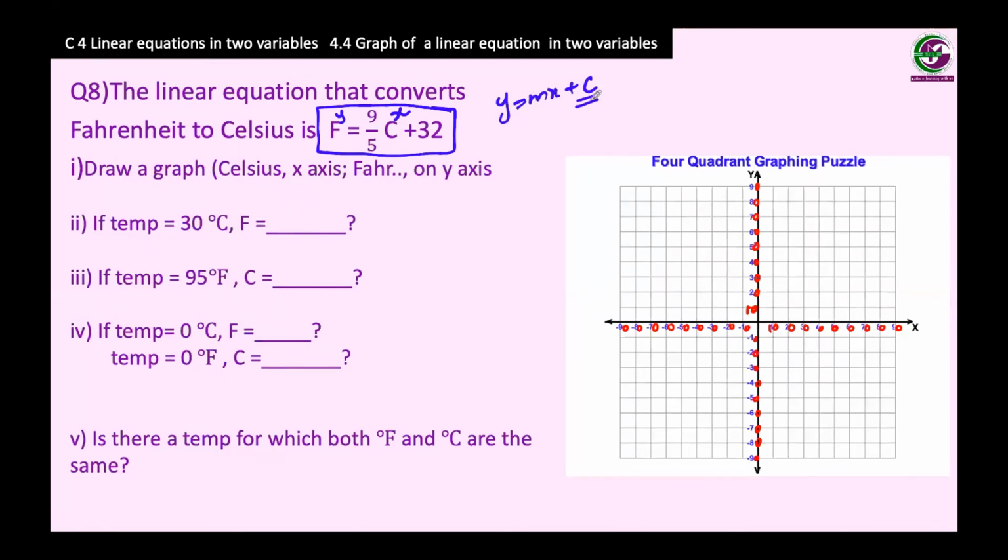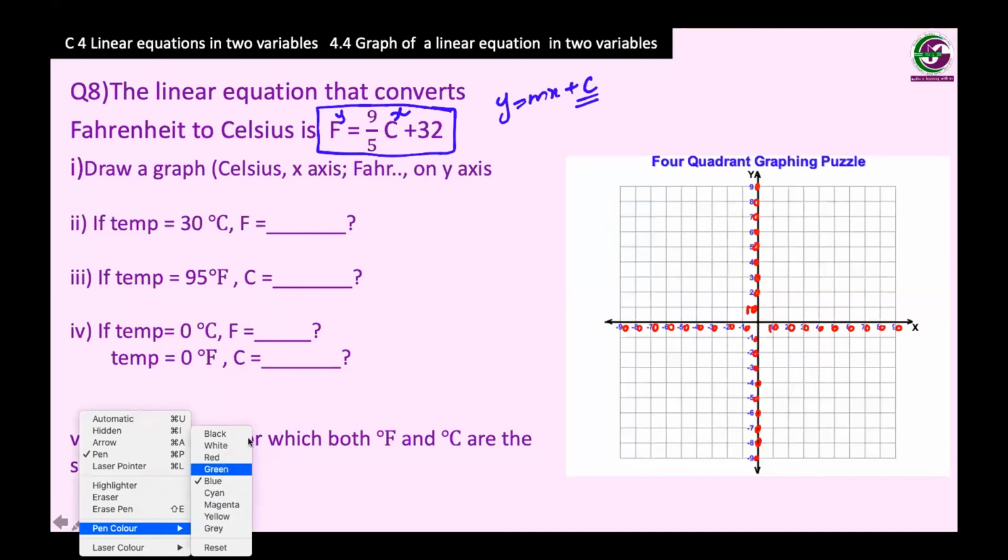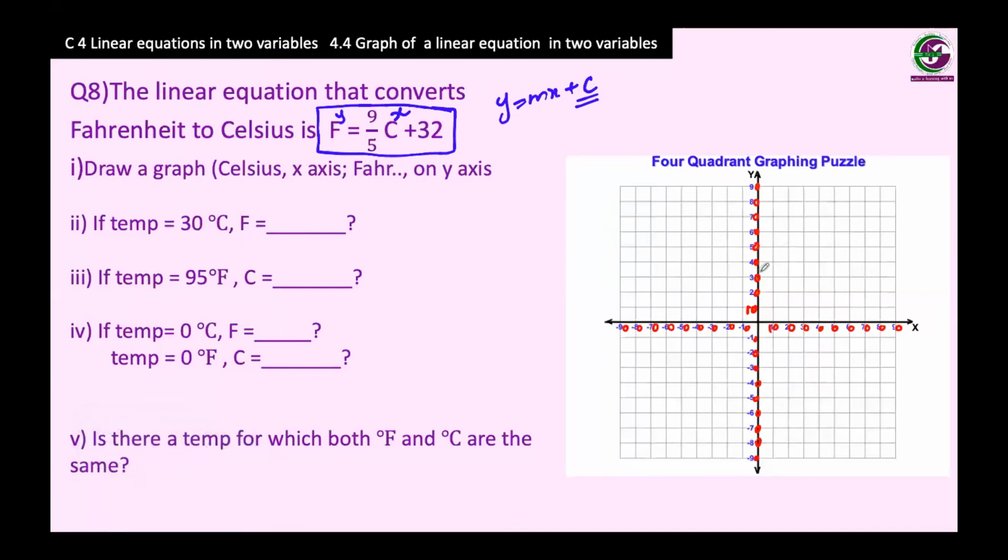This number is the point where the line will touch the axis, which means the new line that you're going to draw will touch the y-axis at 32. Go to 32 on the y-axis. So this is 32 here. And then from there, this will be rise and this will be run.